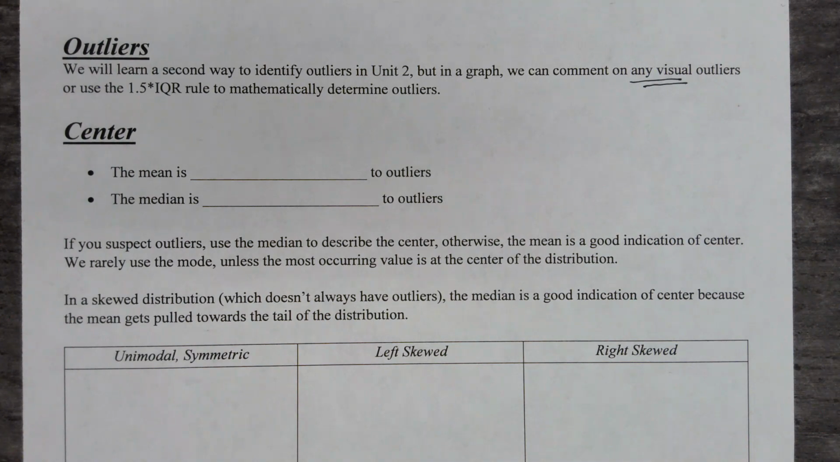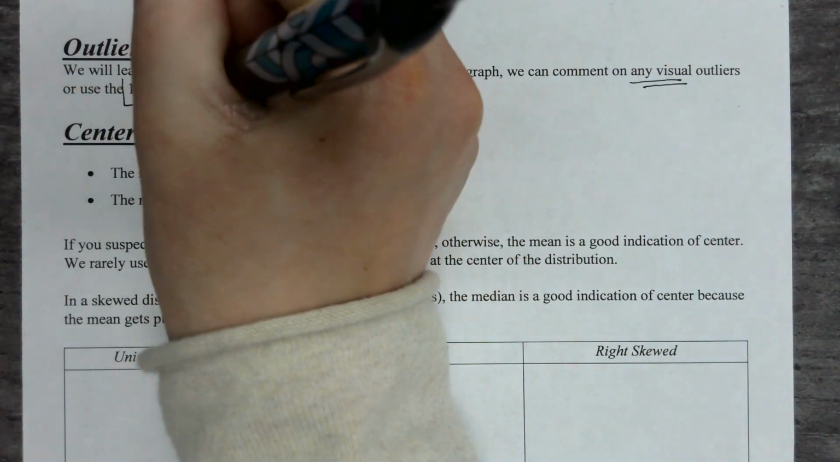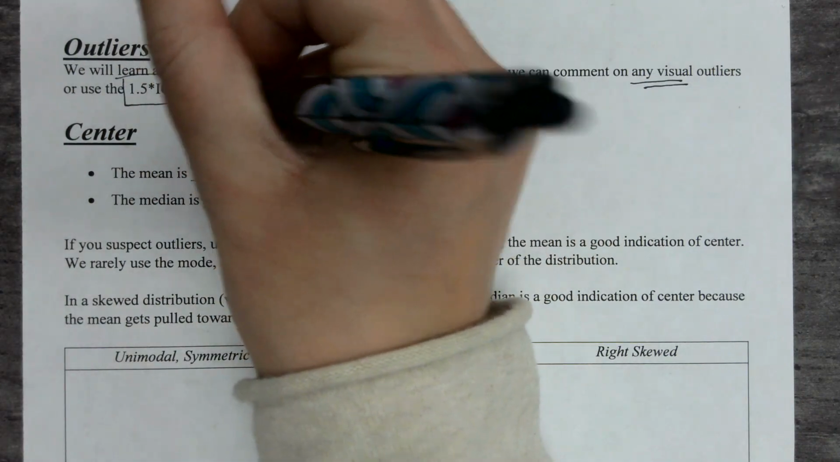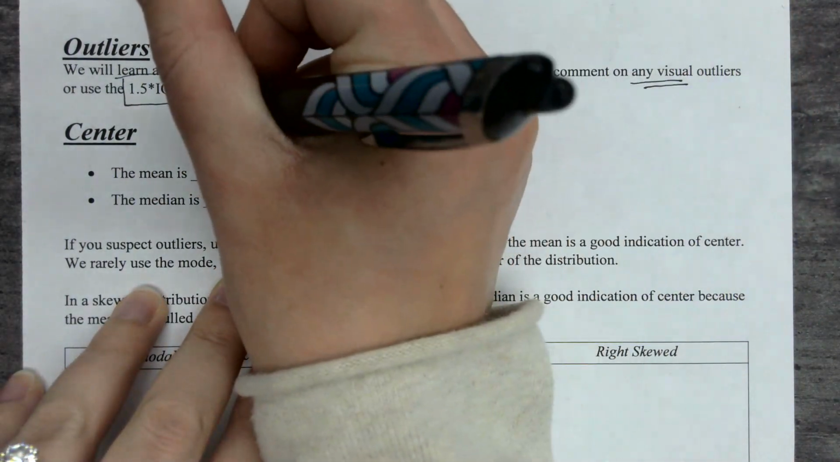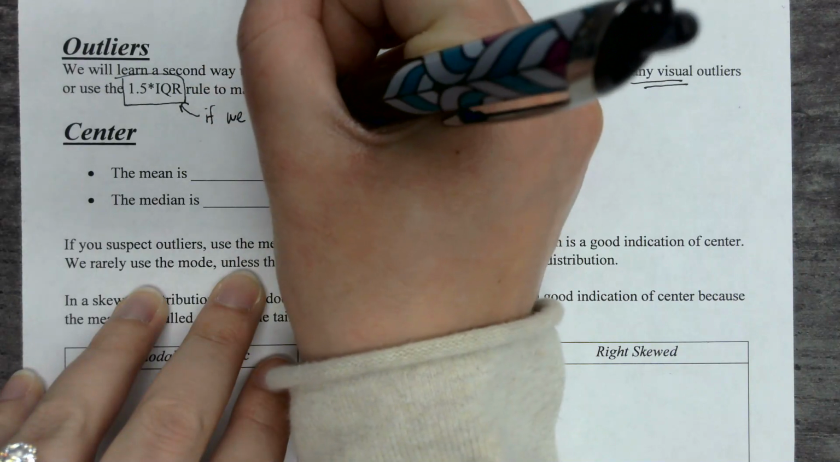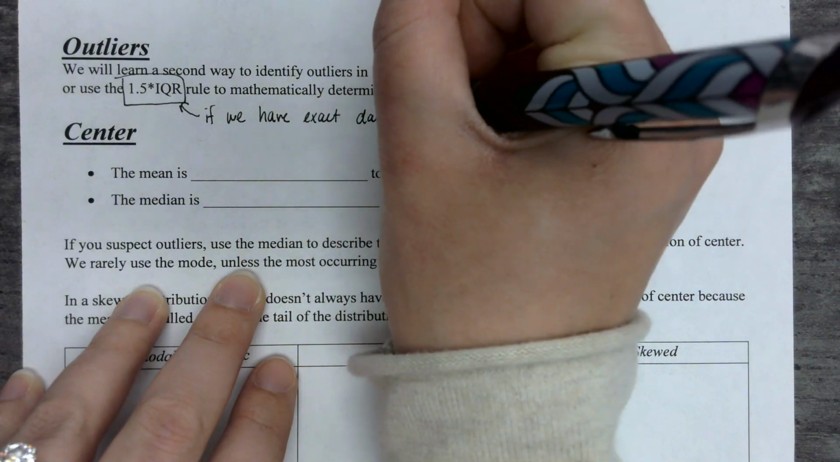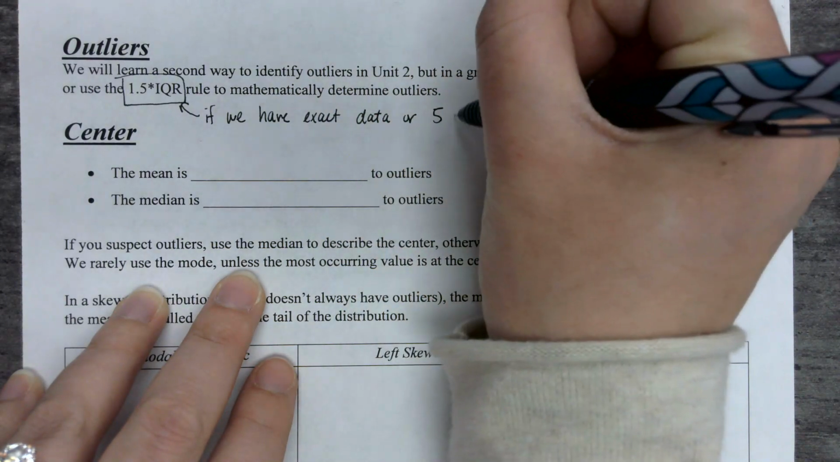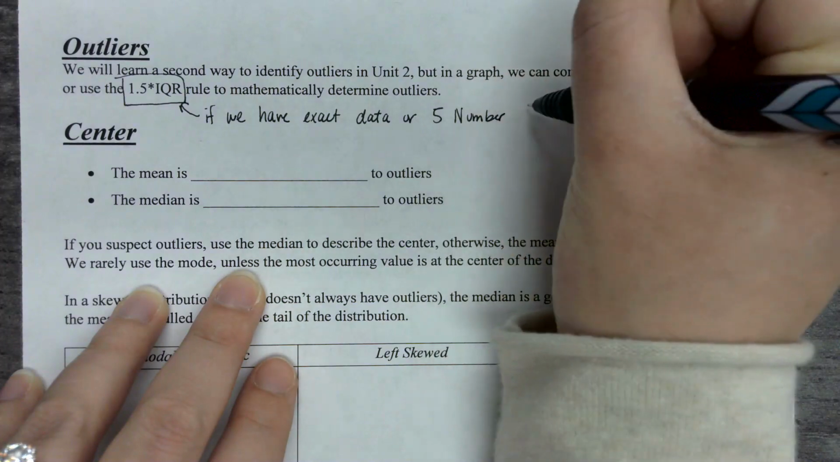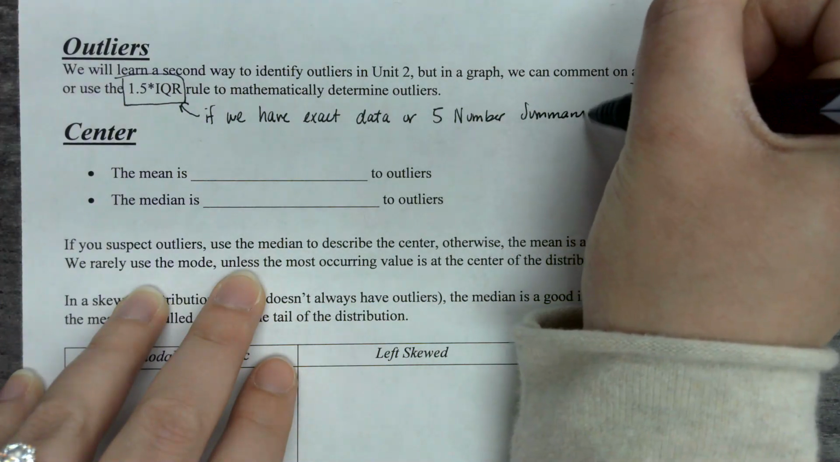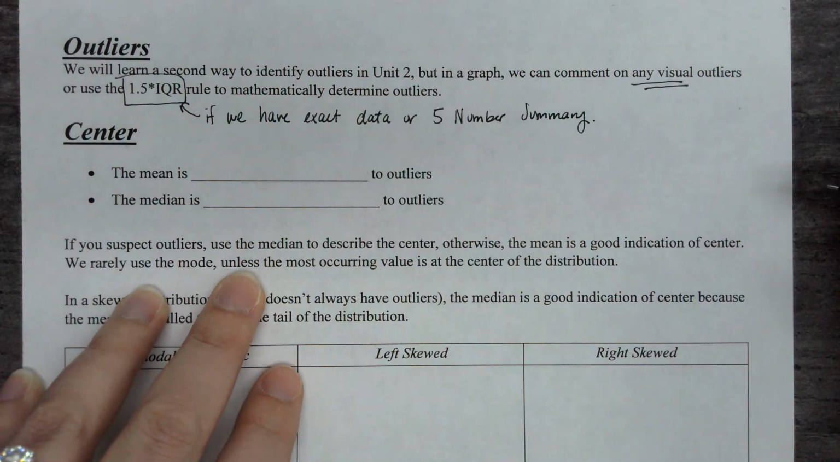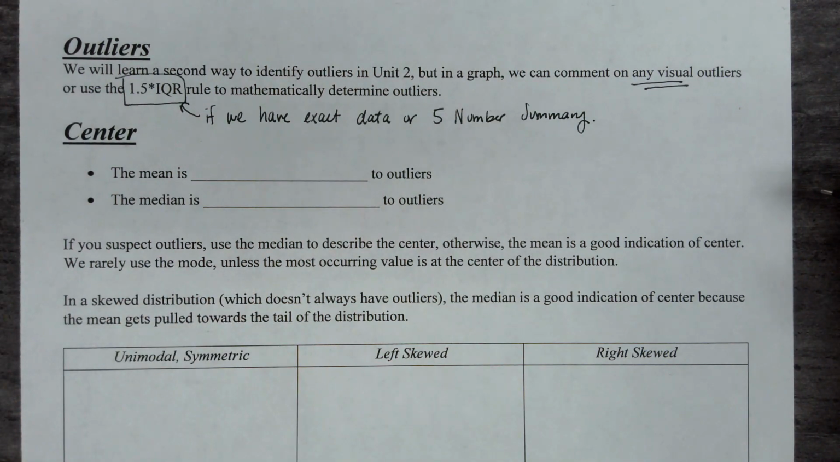Or we can see that 1.5 times our IQR rule. And we're only going to use this if we have exact data, or if we have the 5-number summary. So we can use our quartiles to help us find our IQR, and then do 1.5 times our IQR, add it to my Q3, or subtract it off of my Q1, then we can get our outliers here.